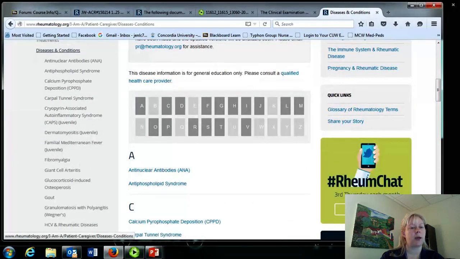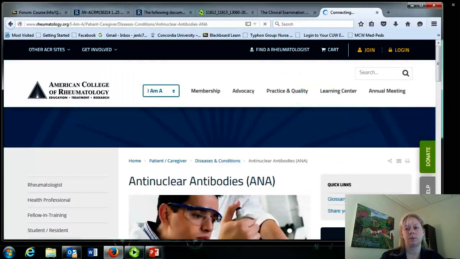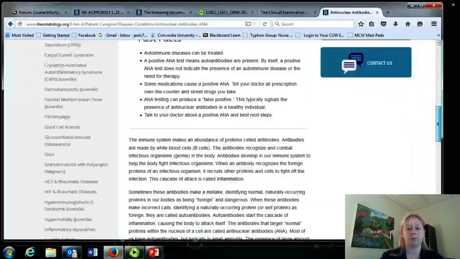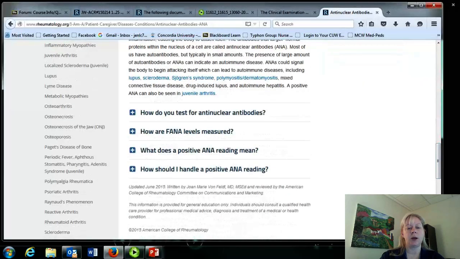And it'll tell you exactly everything you need to know about diseases and conditions. Say, let's go to anti-nuclear antibody. It'll tell you exactly what it is. How do you test? How are they measured? What does it mean? And how do you handle a positive read?